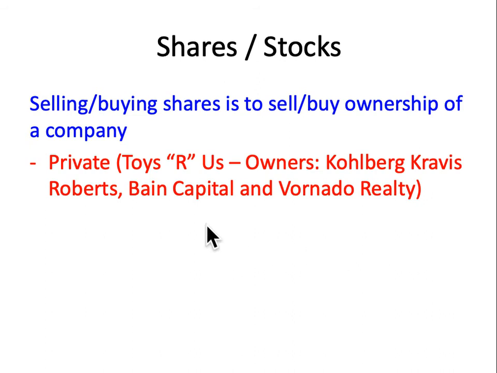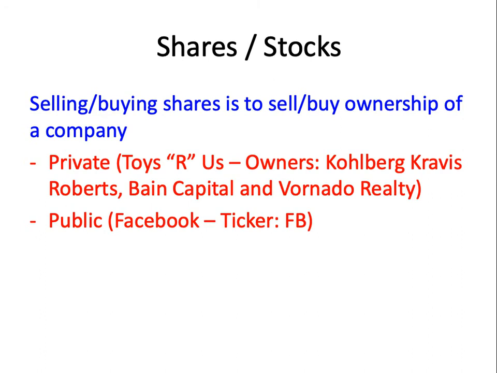So, for example, Toys R Us, well, they went bankrupt in the United States, but they still exist here. But they were owned privately by Kohlberg, Kravis, Roberts, Bain Capital, and Vornado Realty. So they own this corporation privately, right? It's not a private company in terms of a sole proprietorship, but it's a private corporation. And so these groups or these companies owned Toys R Us.